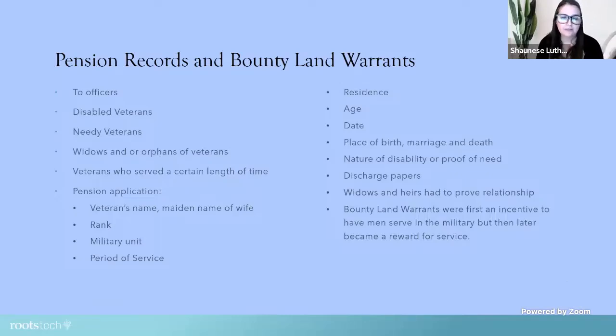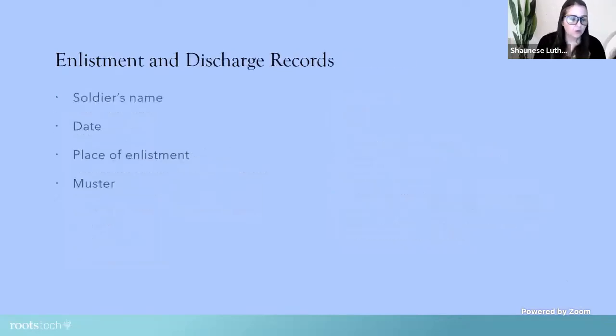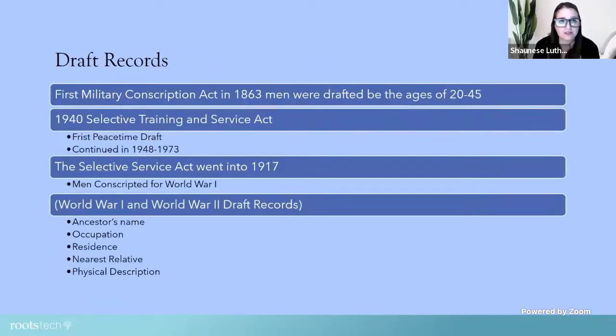So then, after we have pension records and bounty land records, we have the enlistment and discharge records. So you have the soldier's name, the date, place of enlistment, and their muster. And then you have draft records. So this started in 1863, where they were drafted between the ages of 20 to 45.